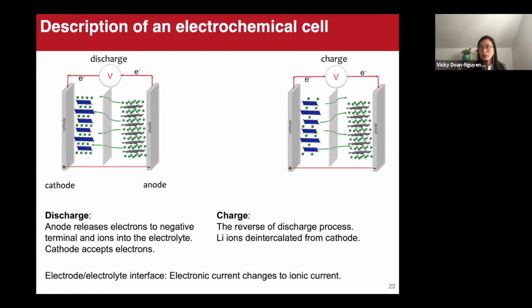And the cathode accepts the electrons. And upon charge, the reverse of the discharge process happens, where lithium ions are deintercalated from the cathode and the current is in the opposite direction. Look what's happening at the electrode-electrolyte interface. Well, electronic current is changing to ionic current.